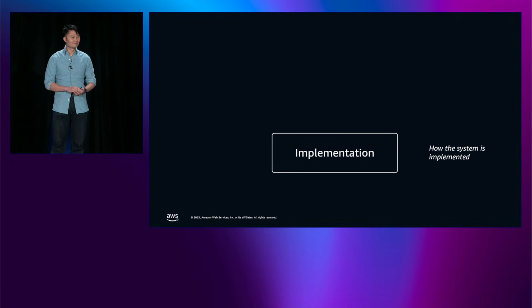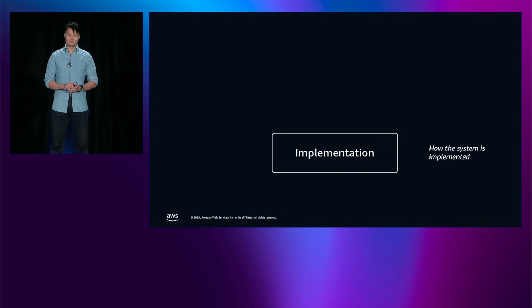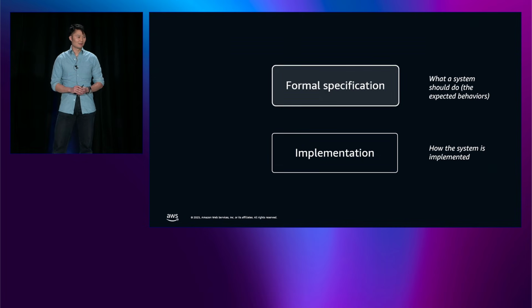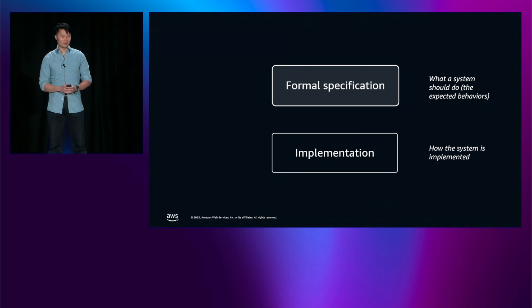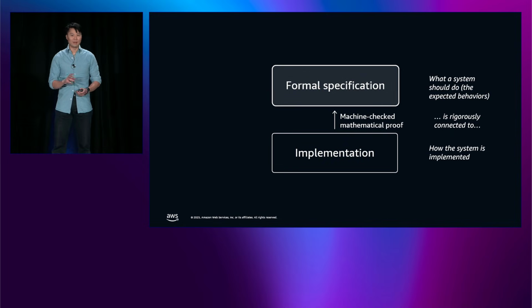I'd like to go deeper now and tell you about 2 key requirements of automated reasoning that are important factors in its value. Let's start with something familiar, the implementation. This is the code that's deployed and executed in production. The first requirement of automated reasoning is that we define a formal specification that precisely captures the envelope of the system's behavior. And the second requirement is that we rigorously connect the implementation and the specification in the form of machine-checked mathematical proof.